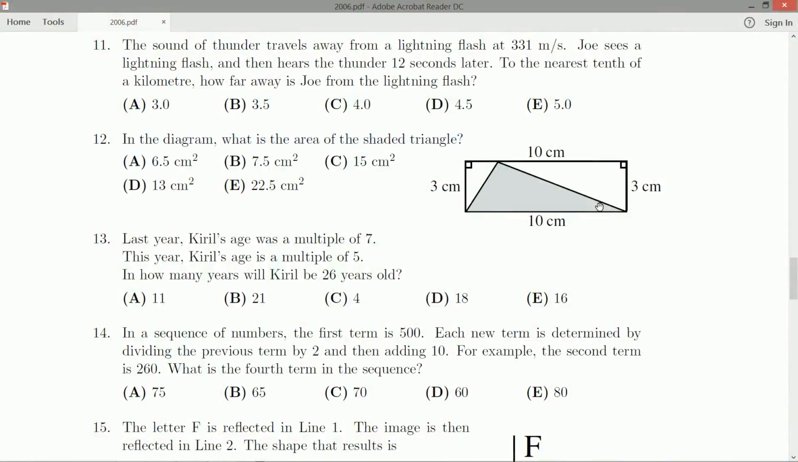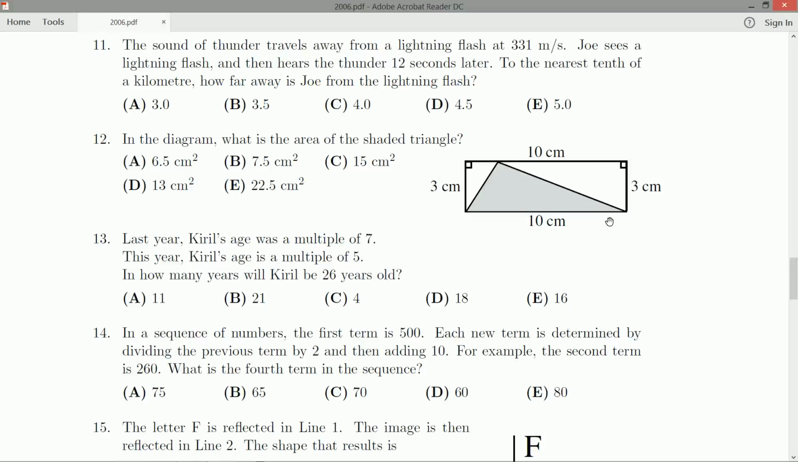Okay, so we've got a shaded triangle, and we have a box around it, a rectangle. And we know the base of this triangle is 10 centimeters, and we know the height of the rectangle is 3 centimeters, 10 centimeters, 3 centimeters, and we want the shaded area.